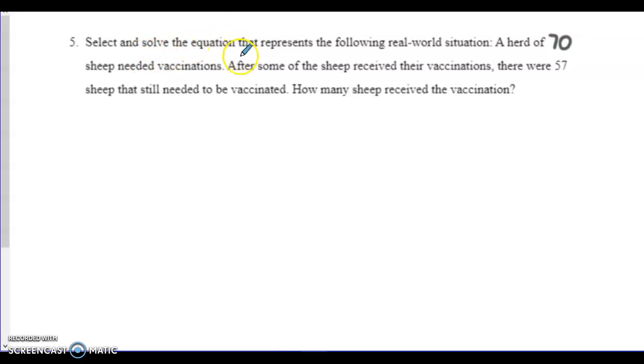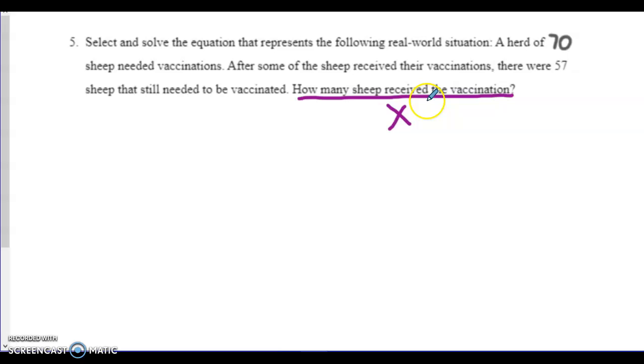Select and solve the equation that represents the following real-world situation. A herd of 70 sheep needed vaccinations. After some of the sheep received their vaccinations, there were 57 sheep that still needed to be vaccinated. How many sheep received the vaccination? So since this is what we're trying to figure out, we're going to give that a letter. Doesn't matter if it's V or S or X or whatever. I usually just stick with the letter X.